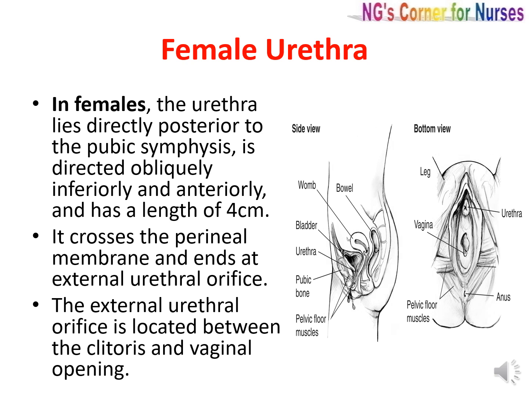In females, the urethra lies directly posterior to the pubic symphysis. It is directed obliquely inferiorly and anteriorly and has a length of 4 cm. It crosses the perineal membrane and ends at the external urethral orifice. The external urethral orifice is located between the clitoris and the vaginal opening.